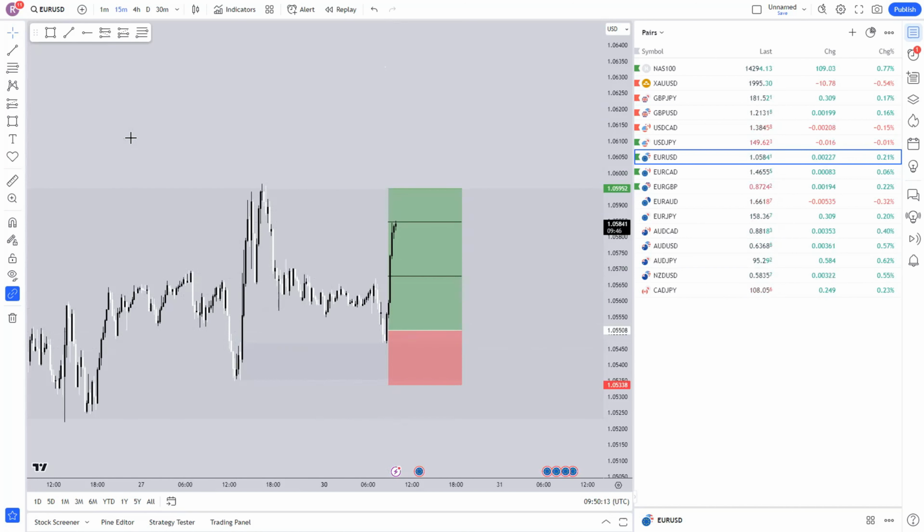Robert said, is there a particular time where you trade? So yeah, essentially London session and New York session. Those are the two sessions that I really like to trade in just because of volatility.